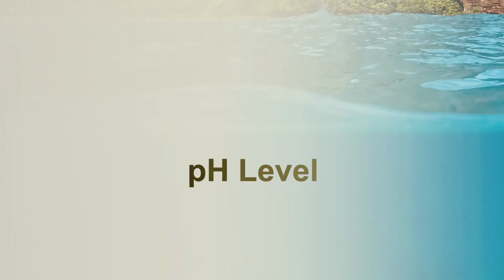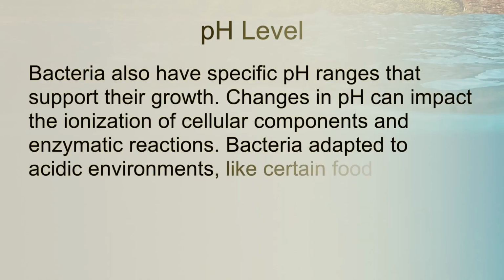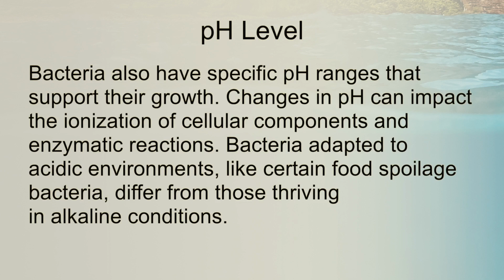Third one is pH level. Bacteria also have specific pH ranges that support their growth. Changes in pH can impact the ionization of cellular components and enzymatic reactions. Bacteria adapted to acidic environments, like certain food spoilage bacteria, differ from those thriving in alkaline conditions.